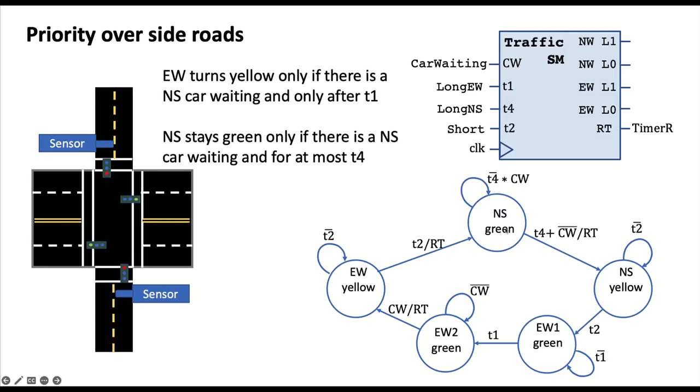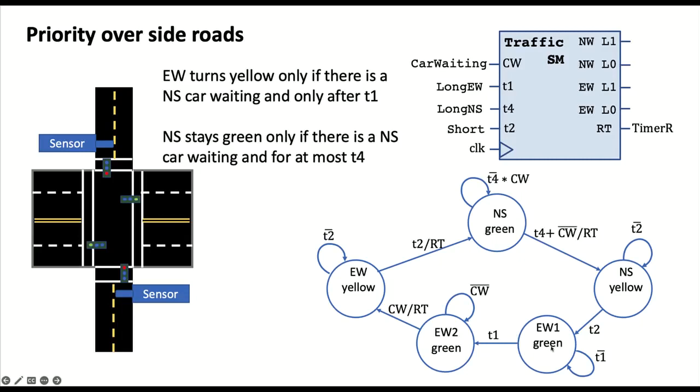Okay, so here in the north-south, we get to stay in the north-south as long as there are cars. If there are no cars, it's over. And the T4 time hasn't expired. So no more than T4, and only while there are still cars. If either time has expired or there's no car, we turn the light yellow. It's yellow for time t2, and then east-west needs to be green.